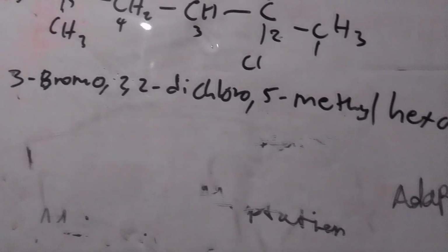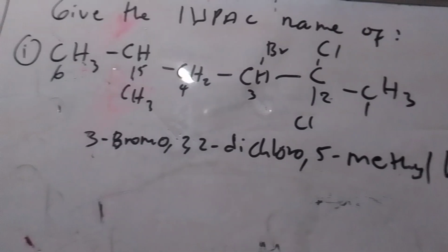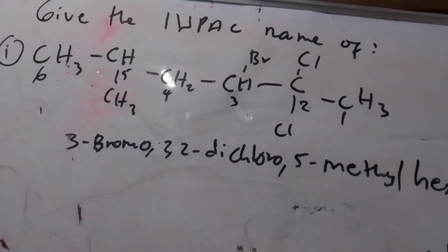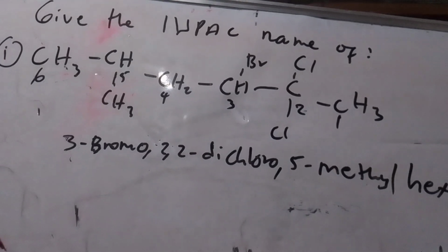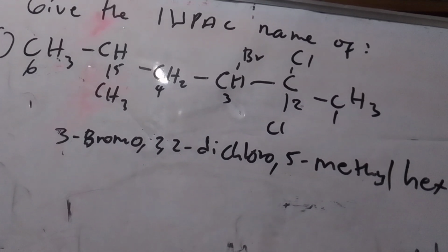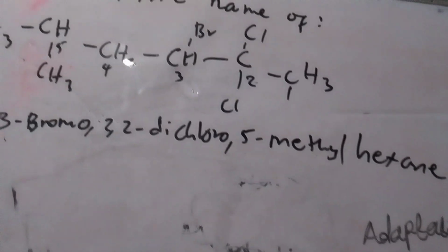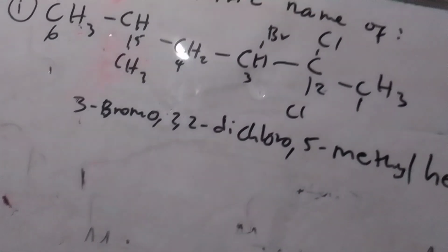3-bromo, 2,2-dichloro, 5-methyl hexane. Okay, that is the name of the compound on the board. Now let's pick another example.